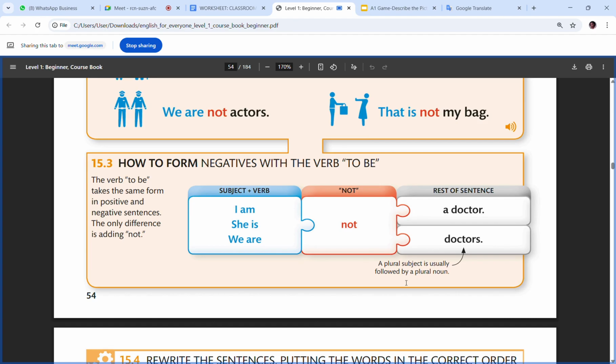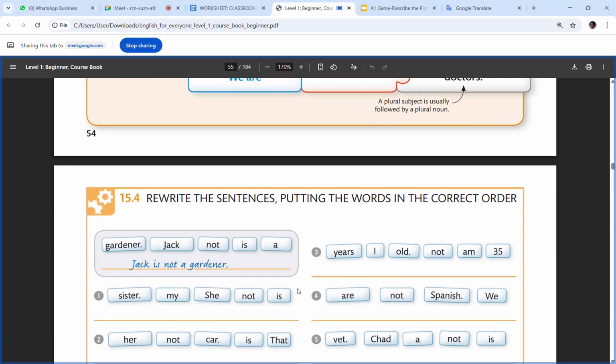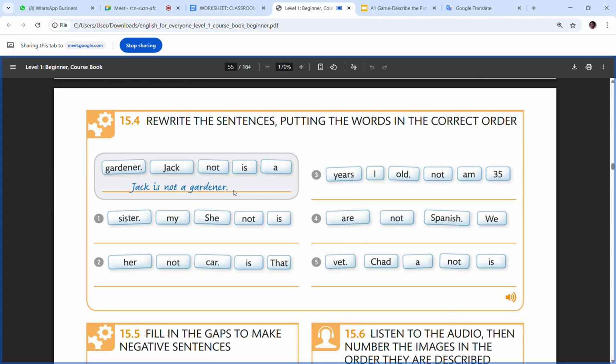So normally what happens is a plural subject is usually followed by a plural noun, okay? So, except obviously with I, right? I is different, okay? But don't worry too much. We will have opportunity to practice, okay? Now, let us practice here together, okay? Let us quickly look at the sentences in 15.4 and put them in the right order, okay?